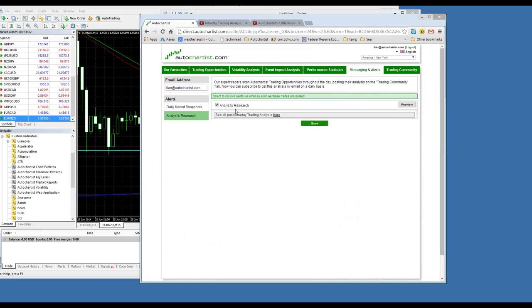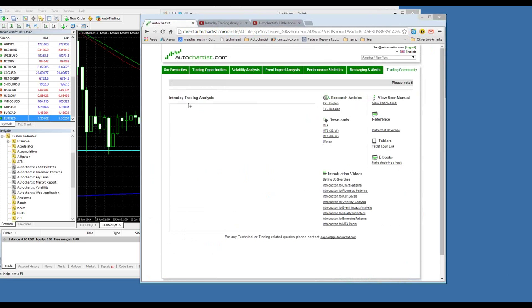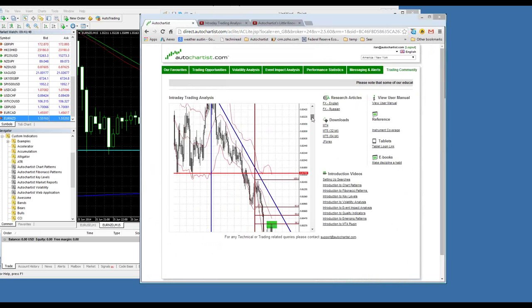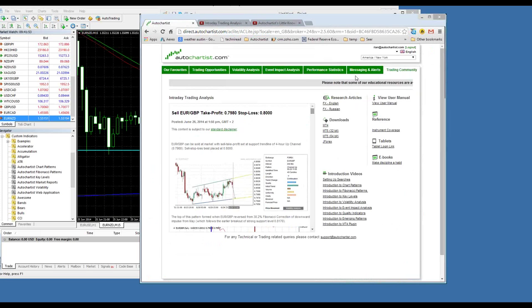The same analyst research can not only be received by email, but can also be received through the trading community section on the right-hand side. If you click on trading community, the intraday trading analysis can be seen in there as well. It's exactly the same analysis that one would get in the messaging and alerts section by email.